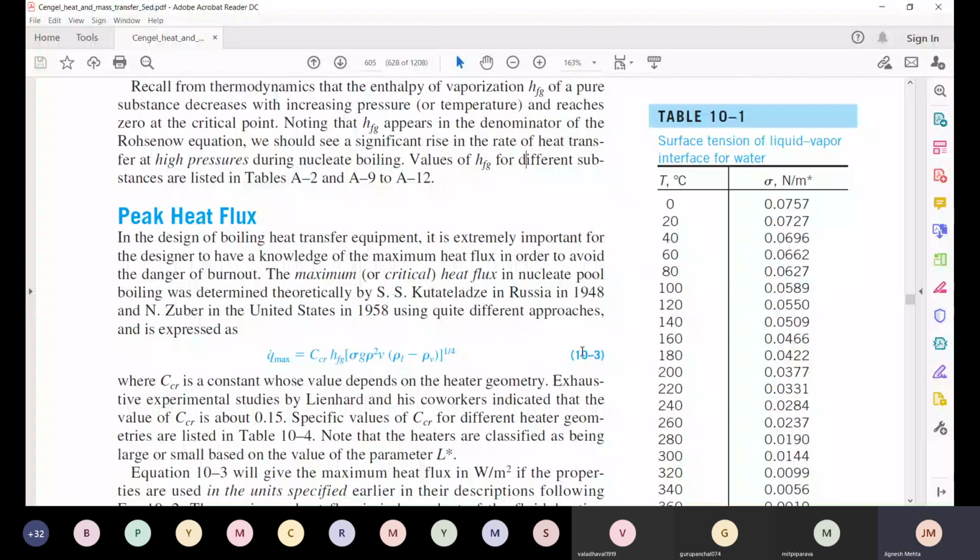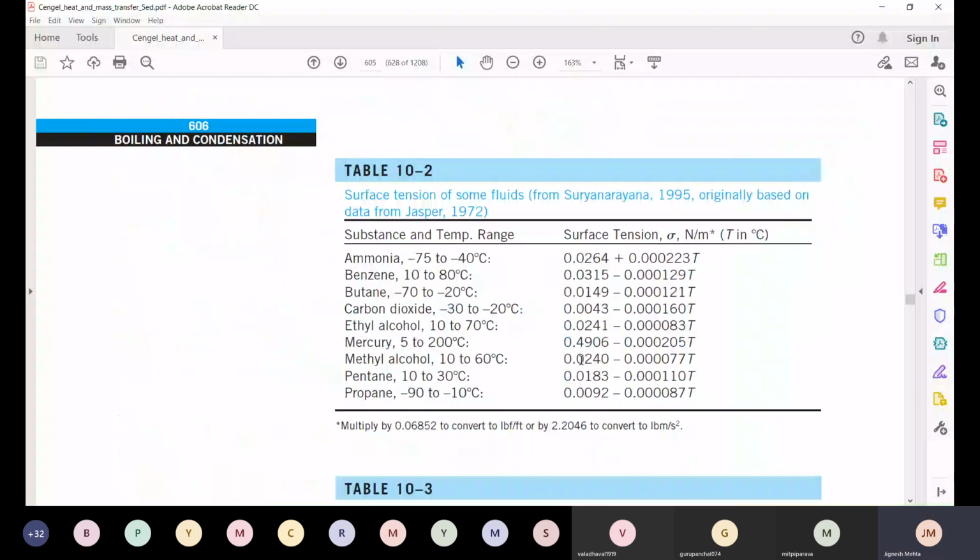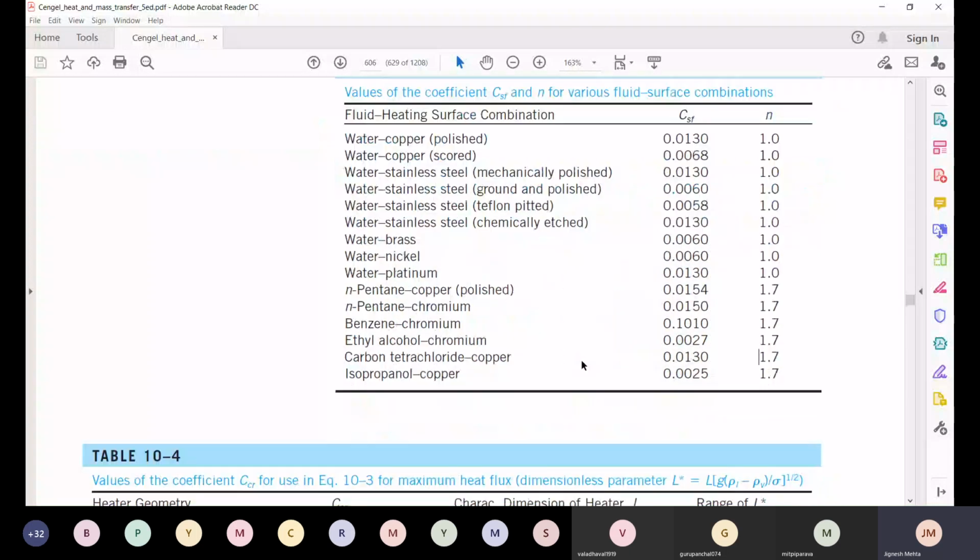And Table 10.2 is for surface tension for other fluids. Then 10.3 gives you the value of CSF, right? What appeared in the correlation for nucleate boiling. So for water-copper, CSF is 0.0130 and n is 1. Okay, so depending upon the combination, for these two variables you have to take the different values from this table. This table gives you only a few combinations. You might have other tables which are very elaborate.